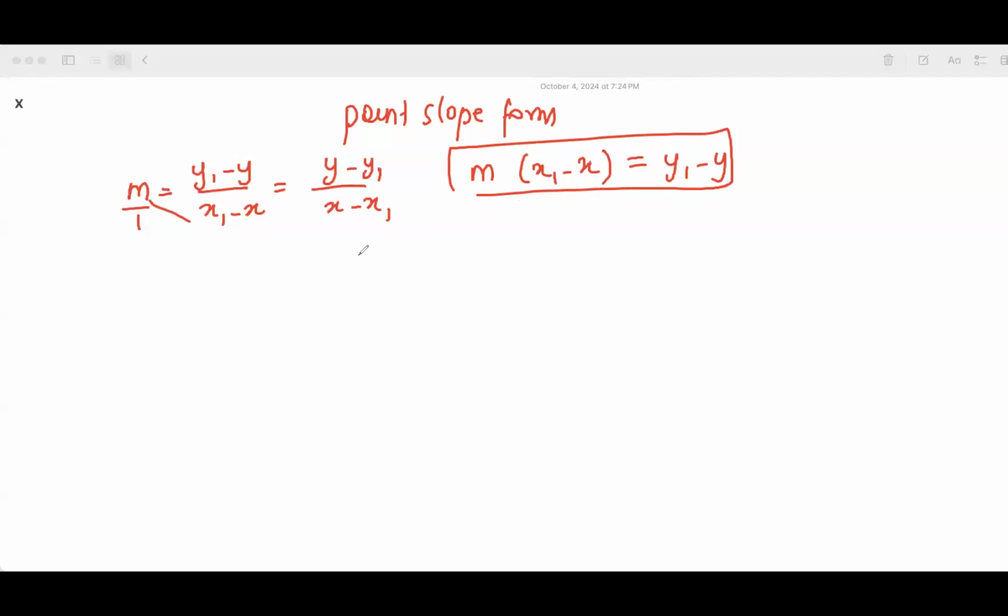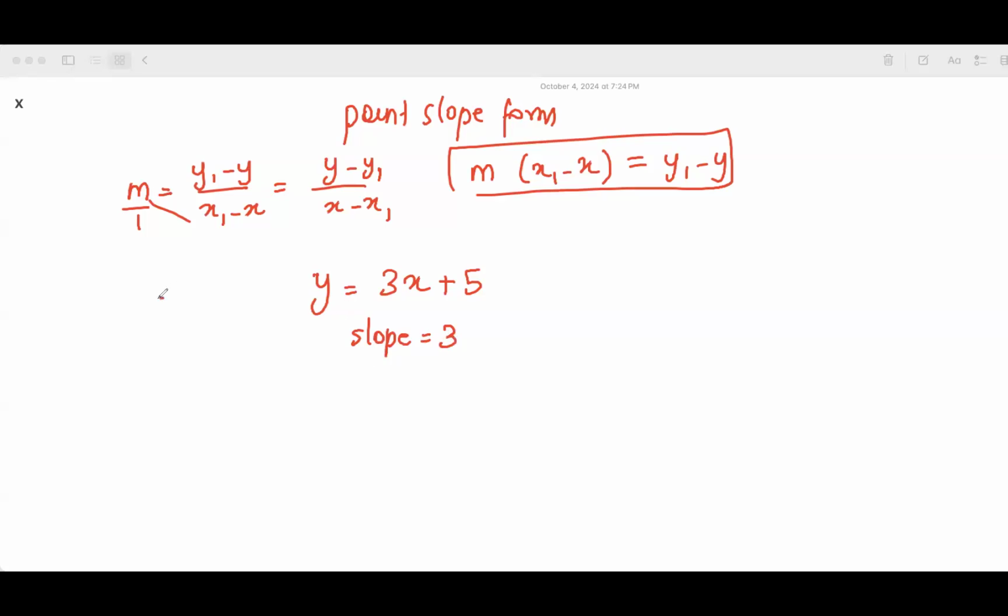Now, let's say you're given an equation in slope intercept form. I gave the equation of a line as y equals 3x plus 5. What can you infer from this? You can infer the slope is 3.